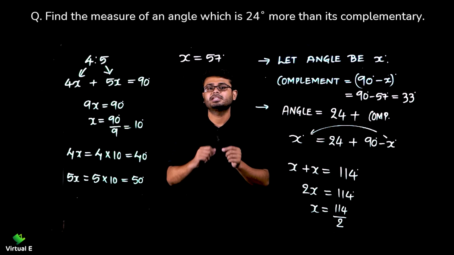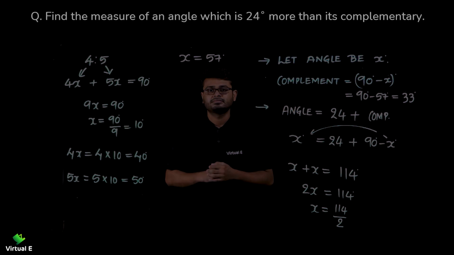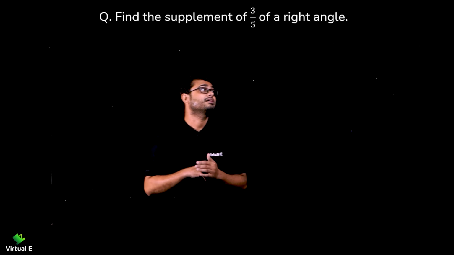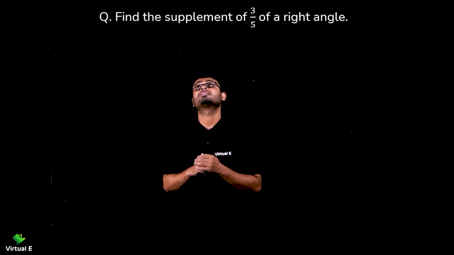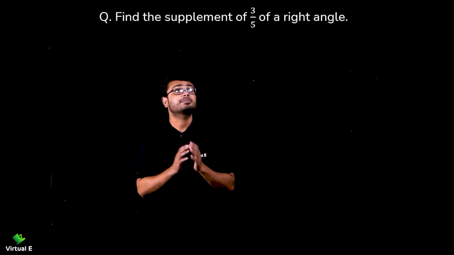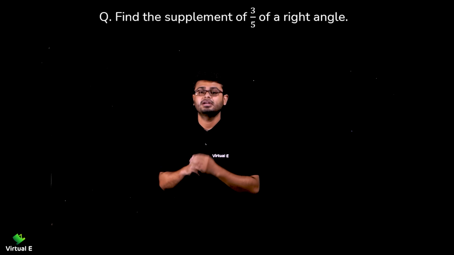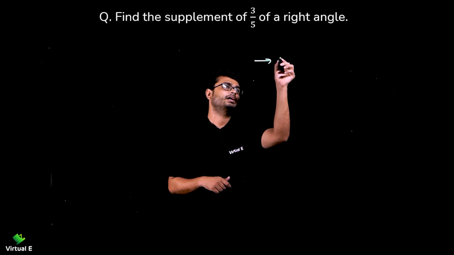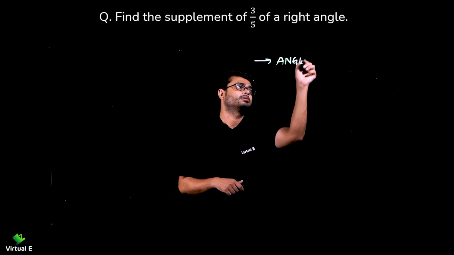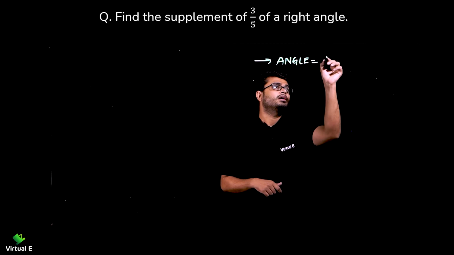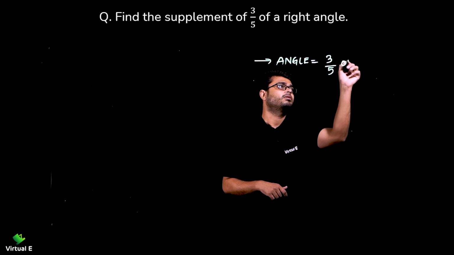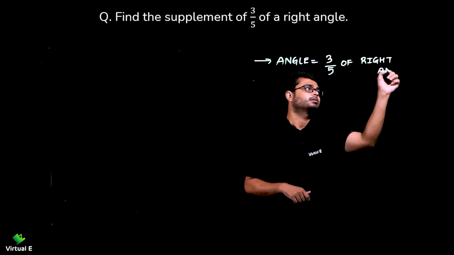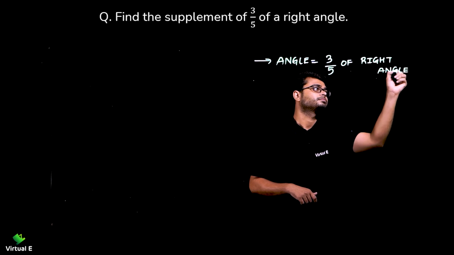Now let's solve a sum related to supplementary angles. Let's discuss one sum related to supplementary angle. That's very simple, though. Let's start. Find the supplement of 3/5 of a right angle. We need to find a supplement of 3/5 of a right angle. Okay, so first of all, let's take an angle. How to get an angle? That's most important. Angle is what? 3/5 of right angle, right? This is it.